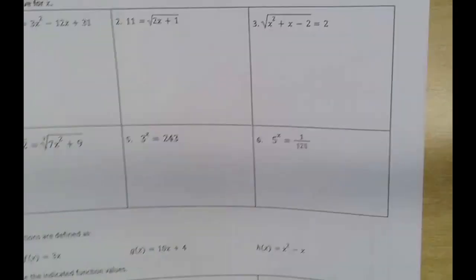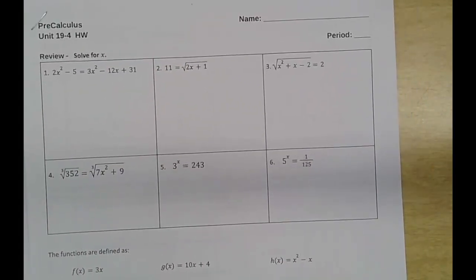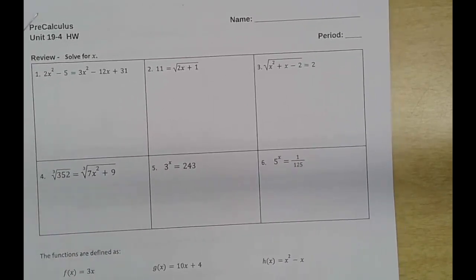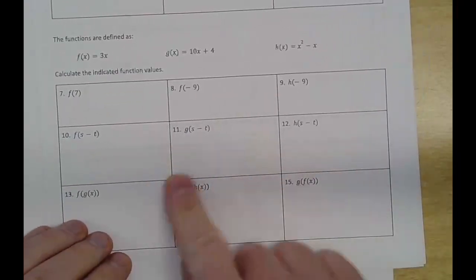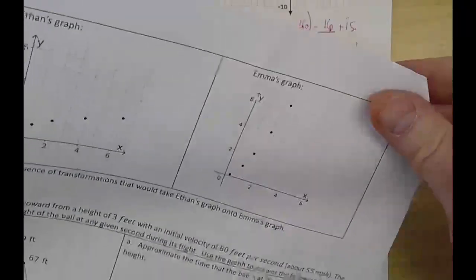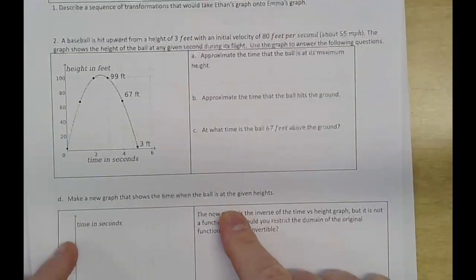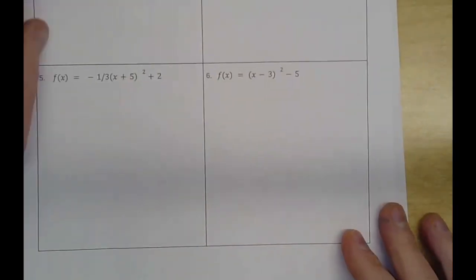Your homework assignment is a lot more review than it is about this new restriction stuff. There's really not much practice we do with the restriction stuff. There's a review of solving. There's a review of plugging in, doing compositions like g of f of x. There's some stuff about functions and inverses, okay? But the new stuff is on this last page.